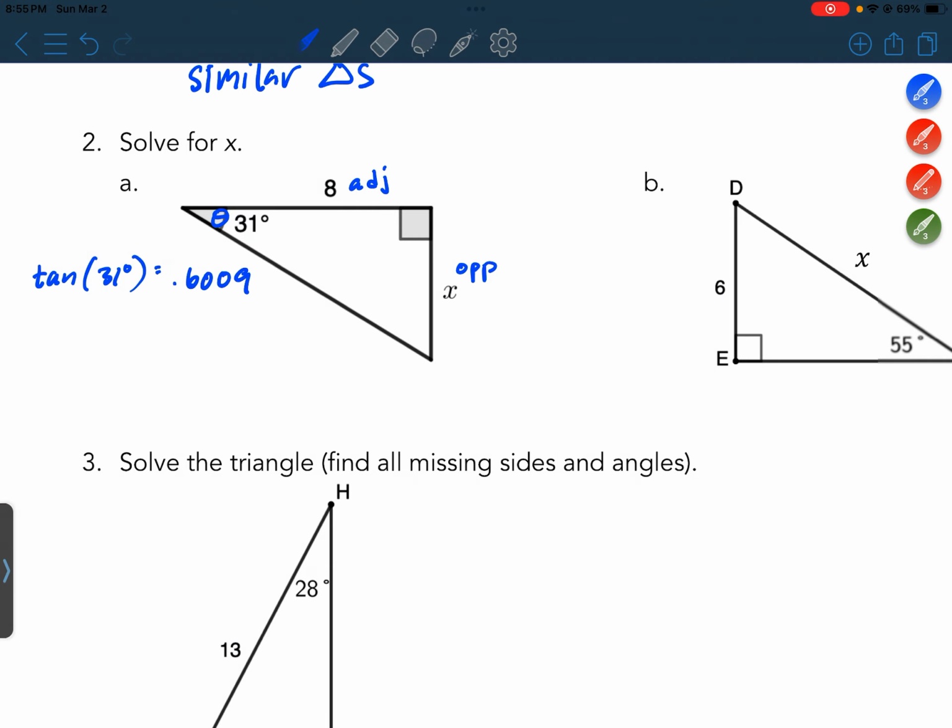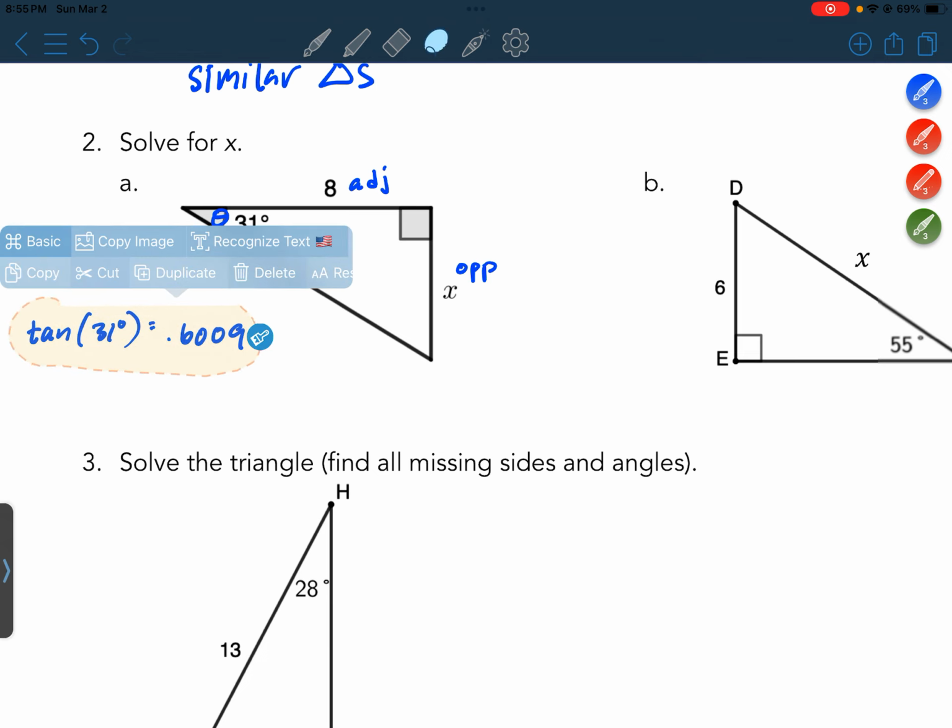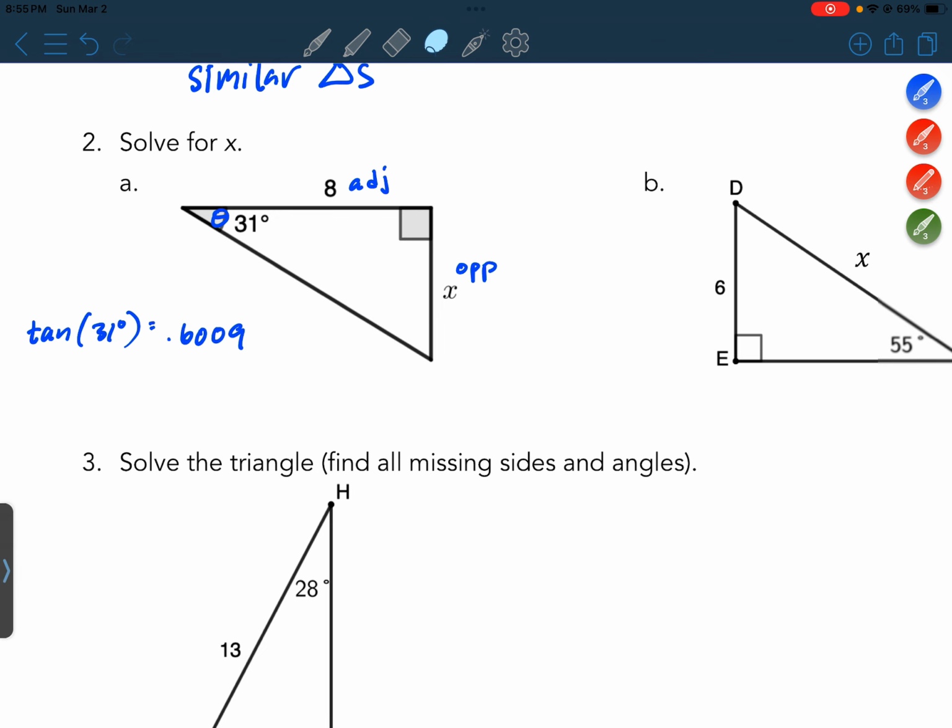All right, so I've got the tangent ratio. The one thing, though, is that the calculator is going to give it to me as a decimal, and I would much rather have a ratio as a fraction, right? I want a ratio of 2 numbers. So we can always make the second number in the ratio 1.